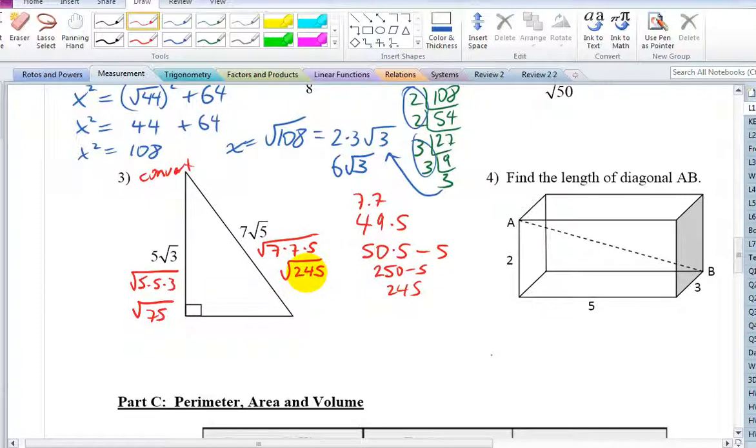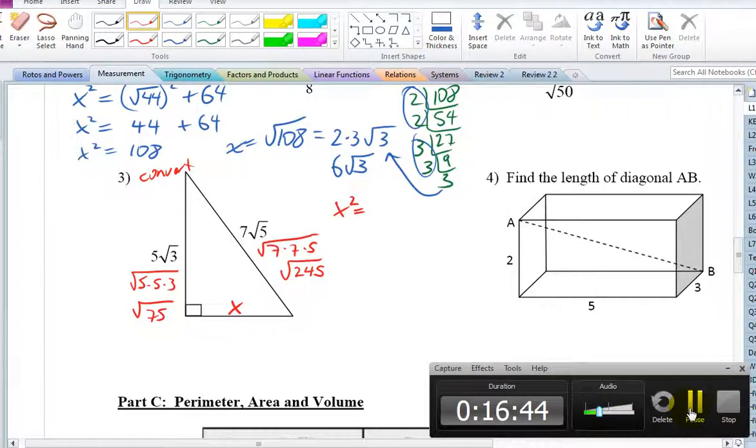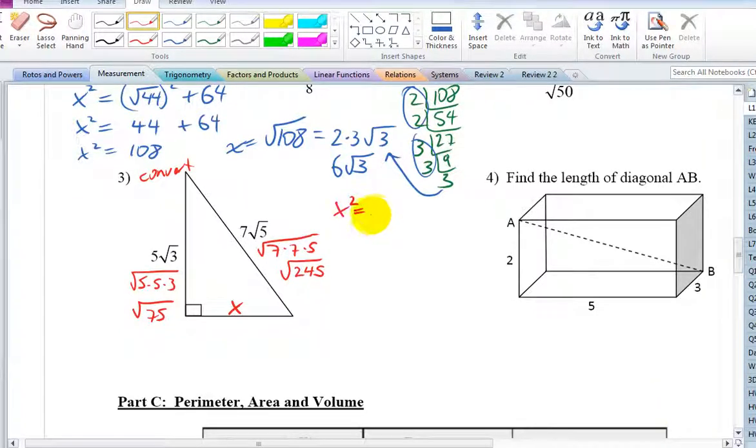But I do this all the time, right? So, otherwise, go to your calculator, get the answer. Now I'm going to give myself some more space. Okay, find x. Go for it. Let's see what you can do. Okay, so x squared will be root 245 squared. Make sure the square root covers everything. Minus root 75 squared.